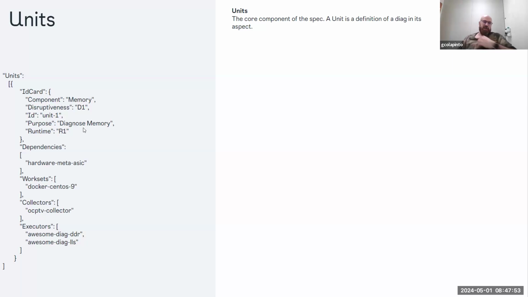We could define everything. Dependencies are a list of dependencies that are defined in the dependencies object. So this is just the ID of the dependency. Again, for the workset, it's the same: the ID of the workset, where the diag could run.